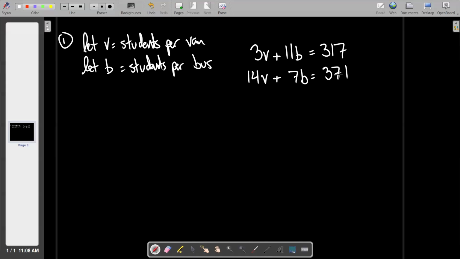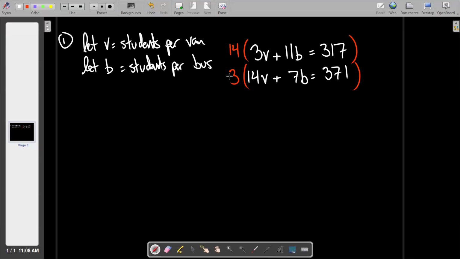V's? Sure. And I don't expect every ninth grader to know what the least common multiple of 3 and 14 is. Some of you know it's 42 and some of you don't, and that's okay. The trick is that if I don't know the least common multiple, I just multiply them by each other, right? So let me show you the most common mistake people make, and then you tell me what I did wrong. I'm going to multiply the top equation by 14, and I'm going to multiply the bottom equation by 3.